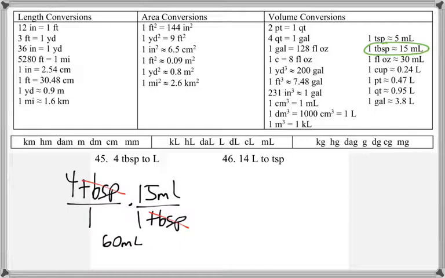But again, our final answer needs to be in liters. So to convert from mLs to liters, we need to move 3 places to the left. So 1, 2, 3. So 0.060 liters.